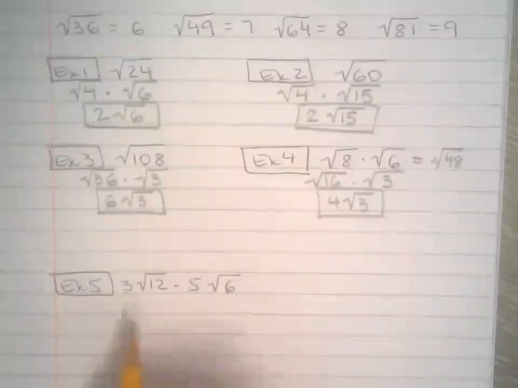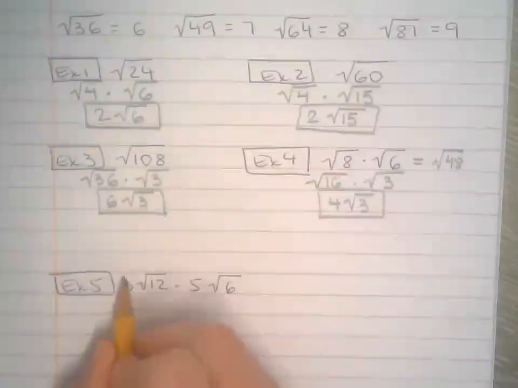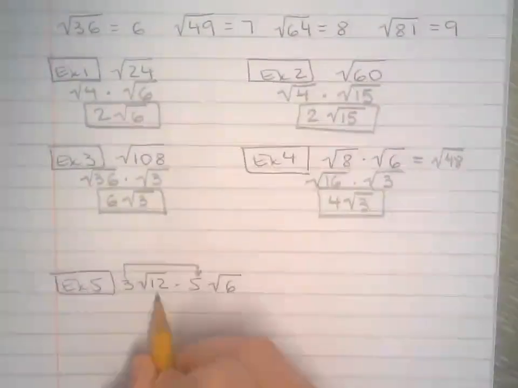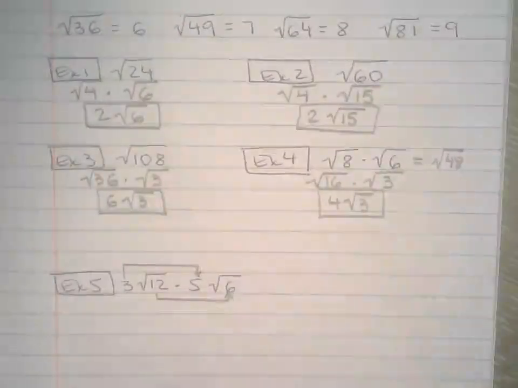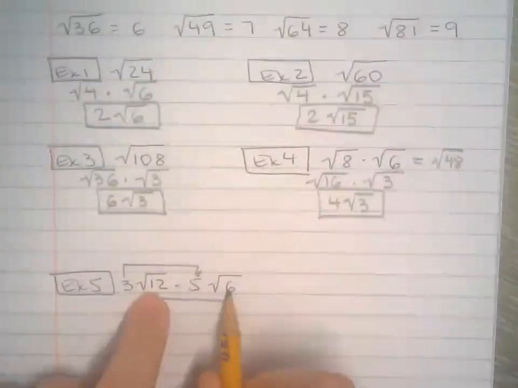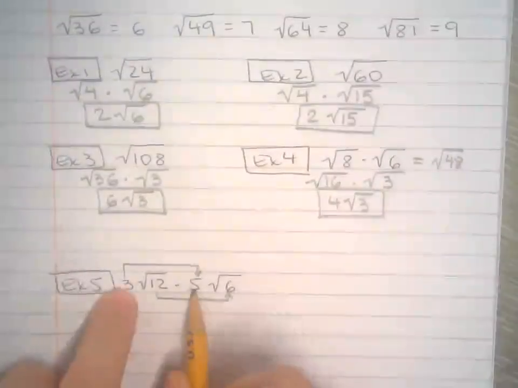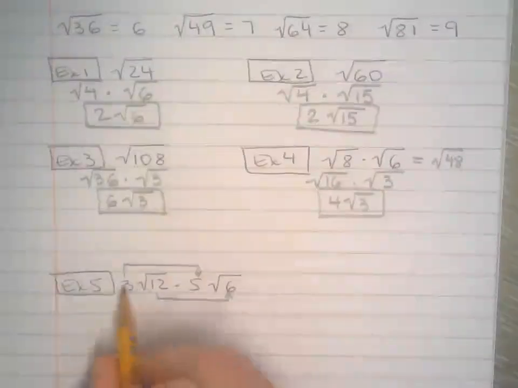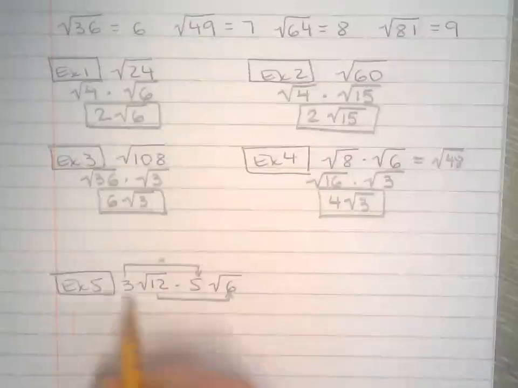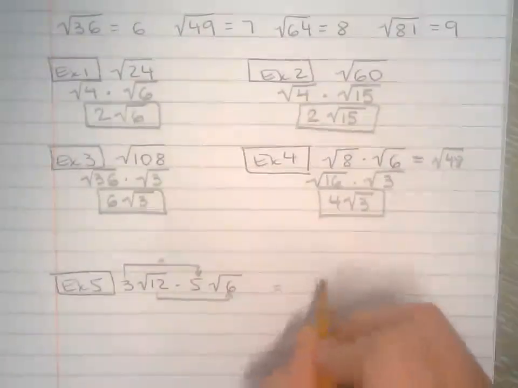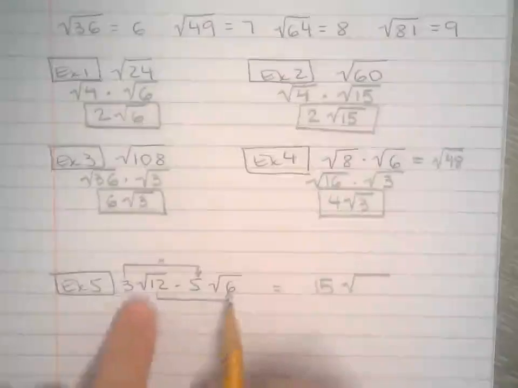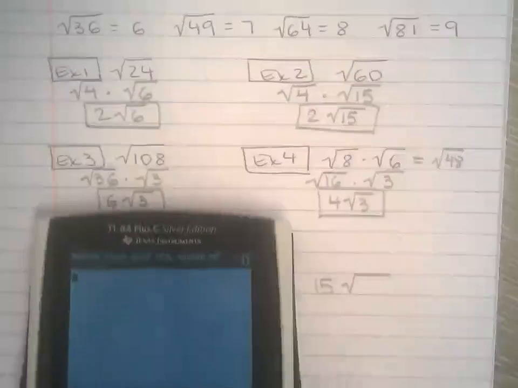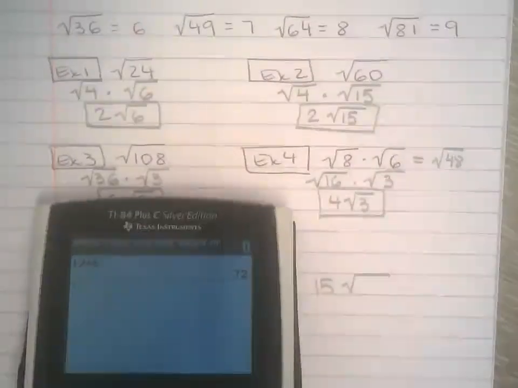Now, example 5. Whatever is outside the square root remains outside the square root. So you're going to multiply these two, and you're going to multiply these two. Whatever is inside the square root doesn't multiply whatever is outside the square root. Outside with outside, inside with inside. So 3 times 5, you get 15. And then whatever is inside the square root, 12 times 6, 72.